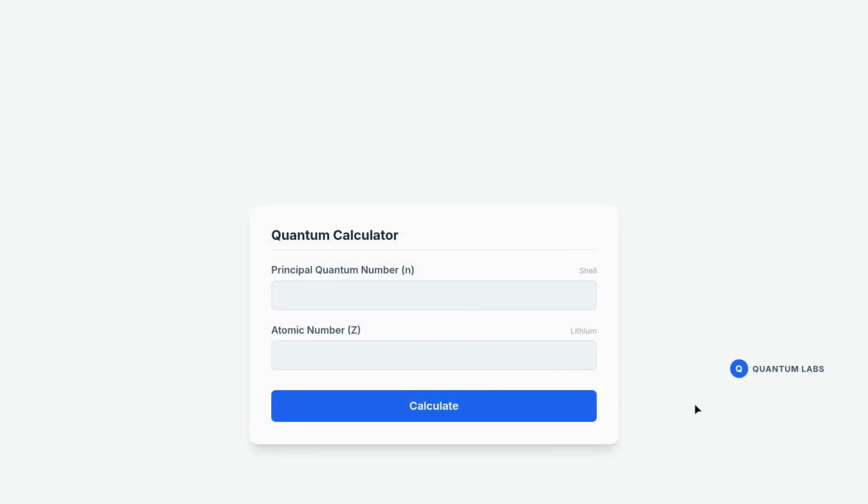Let's work through an example. We'll calculate the energy level for an electron in lithium. Select Calculate Energy Level mode. Enter 2 for principal quantum number n, since we're examining the second shell. Enter 3 for atomic number Z, representing lithium.